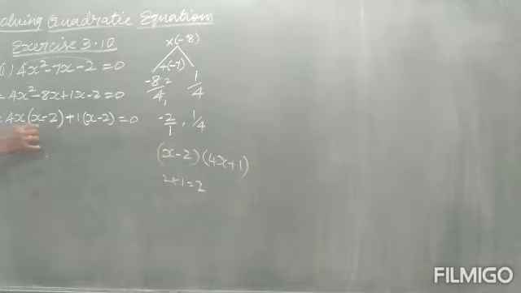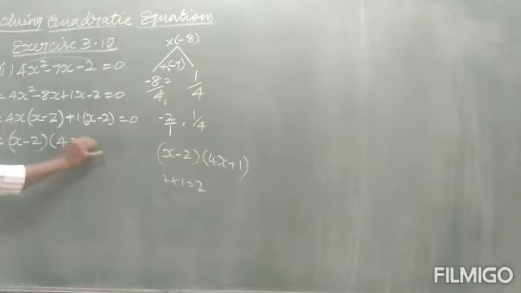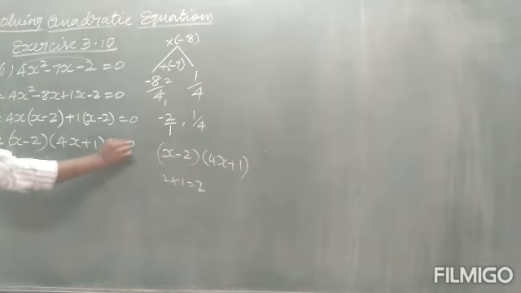Now x minus 2 is common in both terms, so taking out x minus 2 common. What is remaining? 4x plus 1 is equal to 0.